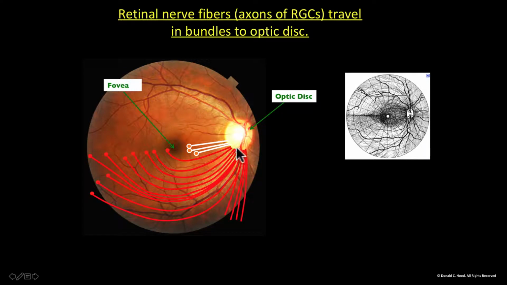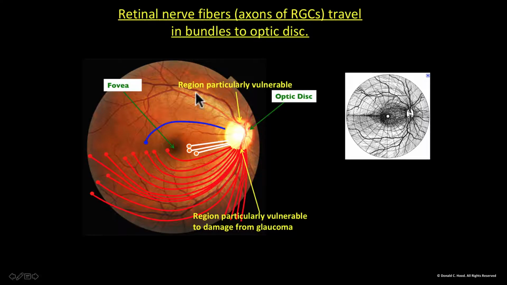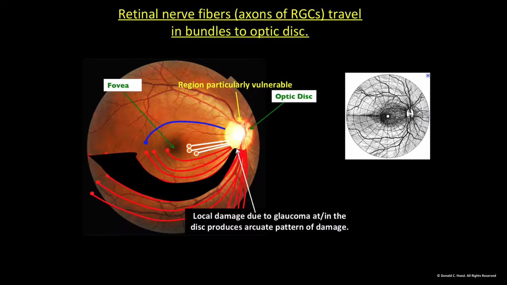They bunch up here in the inferior quadrant because they're now meeting up with axons that are coming from wide areas of the eye. Remember, this is only one small portion of the eye. And this is a region that's particularly vulnerable to damage from glaucoma. Same thing's happening up here. I didn't draw in all the bundles, but it's the same pattern. Okay, because of this particular aspect of the anatomy, and because glaucoma acts at and in the disc itself, local defects here will produce these characteristic arcuate forms.